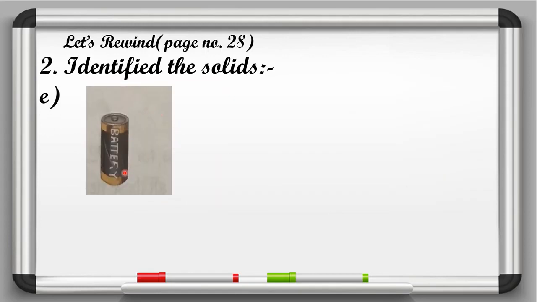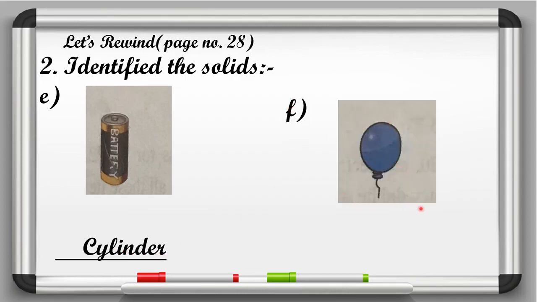Now in E part. This object is given and which object is this? That is cell. Okay. So here we need to write the solid shape of this cell. And what is the solid shape of this cell? That is cylinder shape. So here we will write the spelling of cylinder. C-Y-L-I-N-D-E-R. Cylinder. Okay. Now in F part. Here this object is given. Which object is this? This is balloon. Okay. So what is the solid shape of balloon? That is sphere. So here we will write the spelling of sphere.